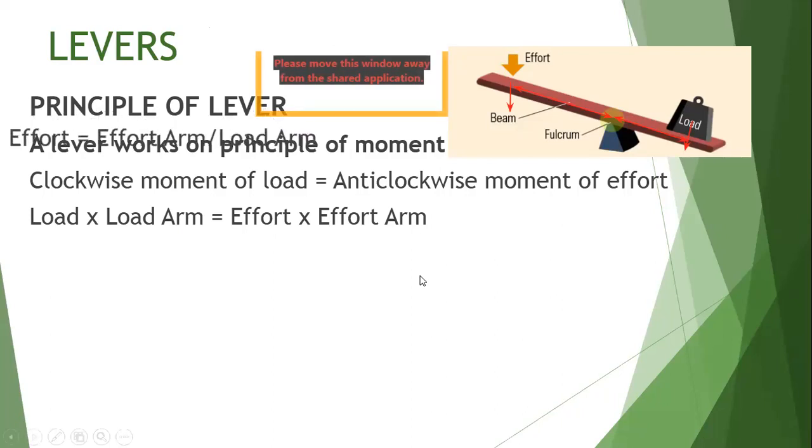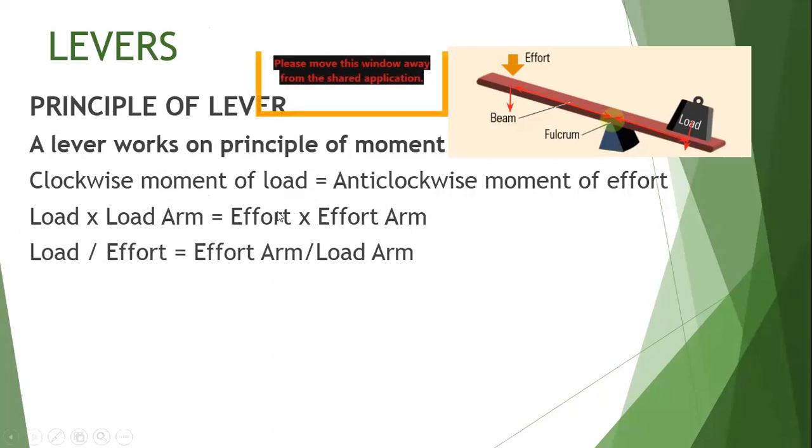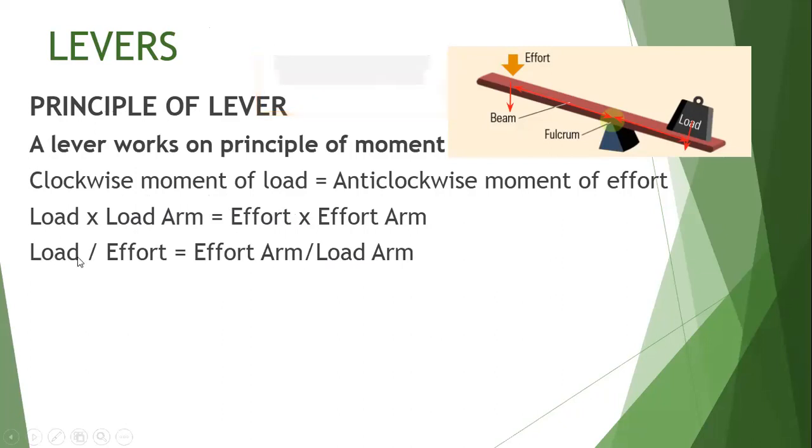So I say load upon effort. I am just shifting this effort from the right hand side to the left hand side. So it's in multiplication, it will go in division. So it becomes load divided by effort is equal to effort arm, which is already on the right hand side, and this load arm, which is on the left hand side, goes, and it's in multiplication, so it goes in division. So just a rearranging of the terms. So we get load divided by effort is equal to effort arm upon load arm.